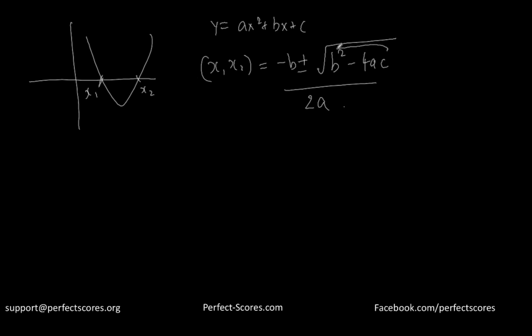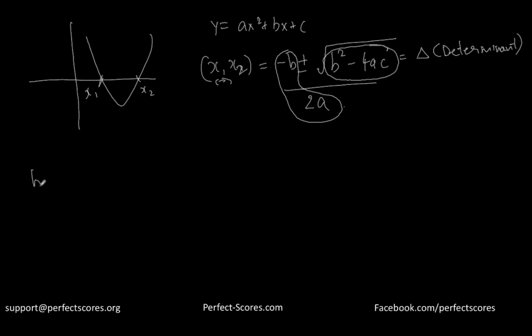Now this thing over here is pretty important for the equation. This is known as the discriminant. It determines a lot of things. Why? Because for x1 and x2, minus b over 2a is the same for both of them. The difference between x1 and x2 is this value, b squared minus 4ac.